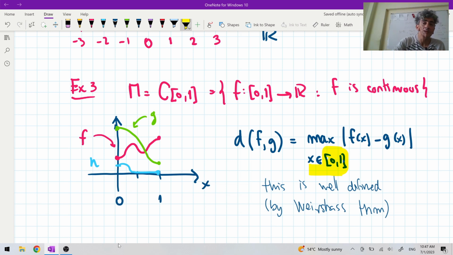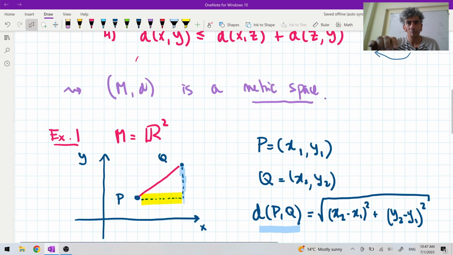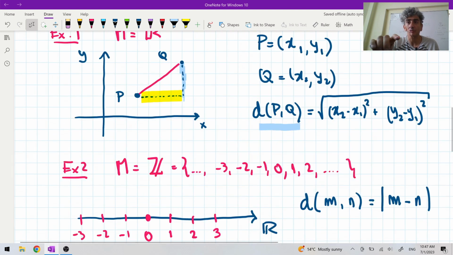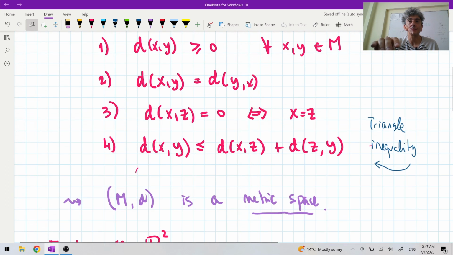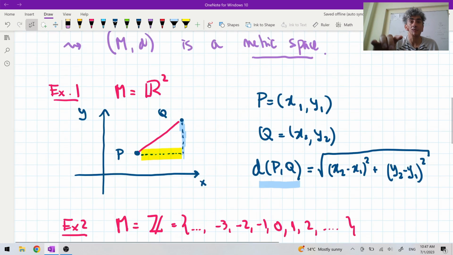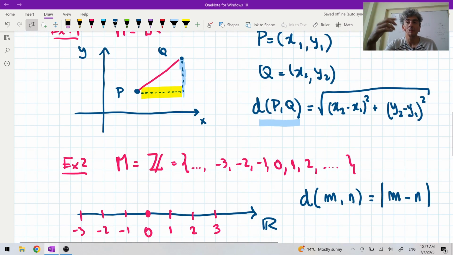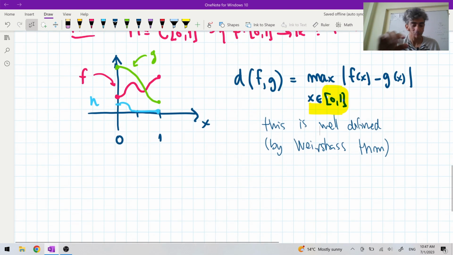So these are very different sets and very different distance functions, but all satisfy this axiomatic. Okay, all these functions satisfy these properties. So we can talk about all these examples with the same language. We have a theory that's robust enough to talk about all these three very different scenarios, right? And some important objects.